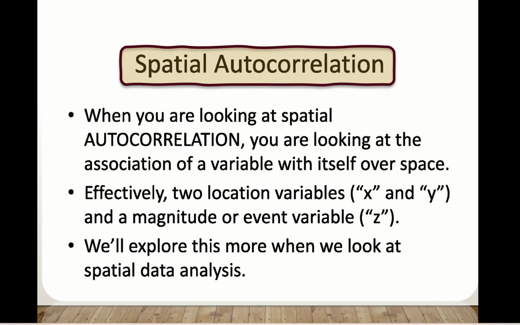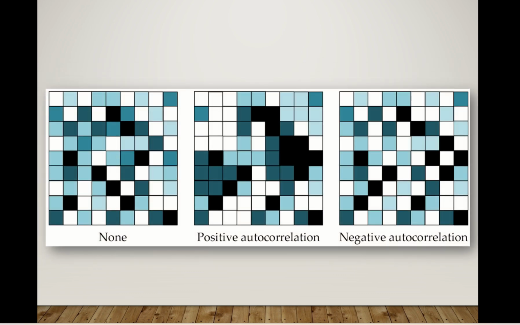So again, we're interested mostly in this class in spatial autocorrelation. So we're looking at some variable along the Earth's surface, which we are going to describe by coordinates x and y, latitude and longitude, whatever. And we're looking at how a variable, which we'll call z in this case, varies or correlates with itself. Okay, so this is going to be the main topic for the rest of this course. So you can imagine we have three scenarios here.